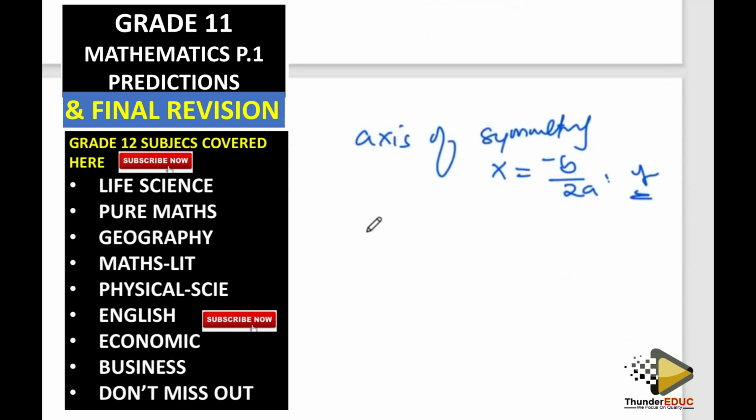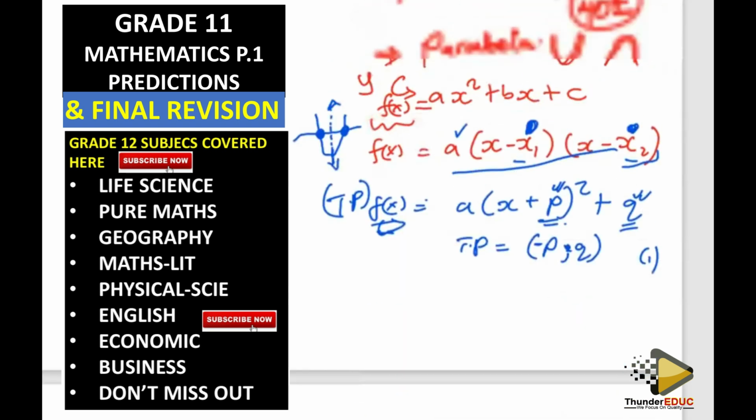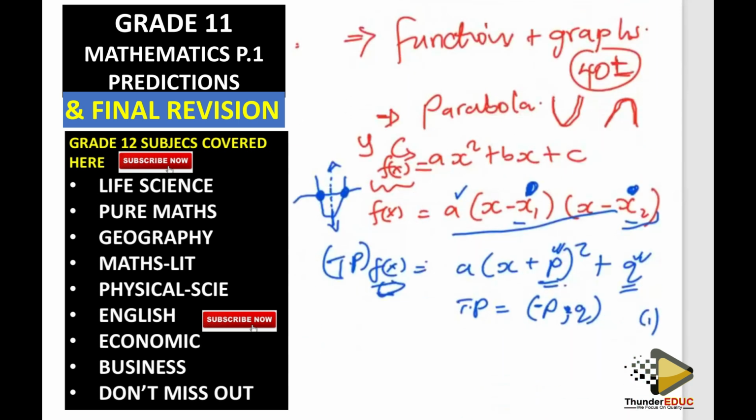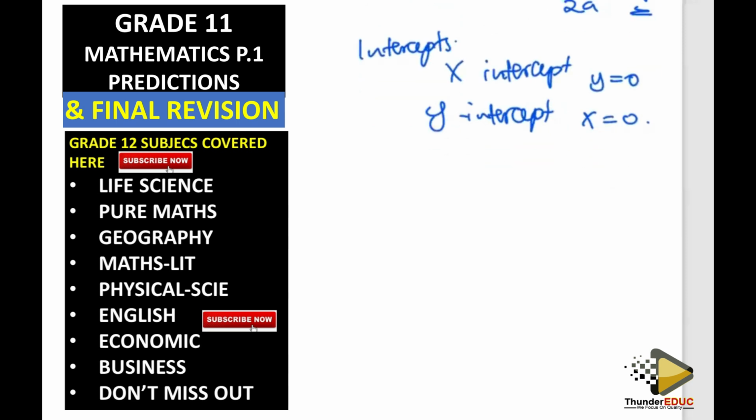Then the other thing is the intercepts. How do we determine the intercepts? For the x-intercept, our y is always going to be 0. And for the y-intercept, to determine its coordinates, we substitute x with 0. So this, we just need to remember. Then the next question could be to sketch, if they want you to draw the parabola. But in most cases, it's drawn for you.